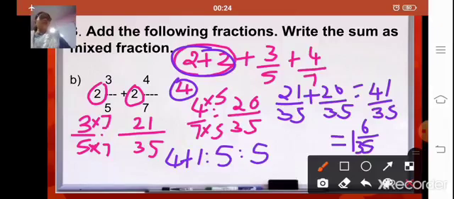You added the whole numbers, 4 plus 1, you got 5 as the whole number, and write the fraction as 6 upon 35. So your final answer is 5 whole 6 upon 35. So you can follow any method whichever you find easy.